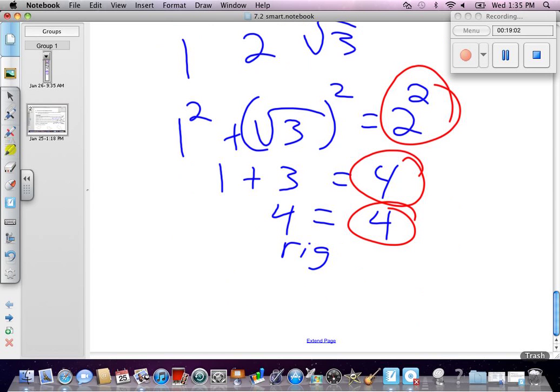Jada, did you ask me a question? Wait, why is it the square root of 3? Because when I plug the square root of 3 in my calculator, it comes up as 1.7. So which is bigger, 1, 2, or 1.7? Wait, you said 1, 2, and 1.7. Oh, okay. So 2 is the biggest number, so that's why it's there. Does that make sense? Yeah. Because I know when I'm like 3, that should be the hypotenuse, but it's the square root of 3. Okay.